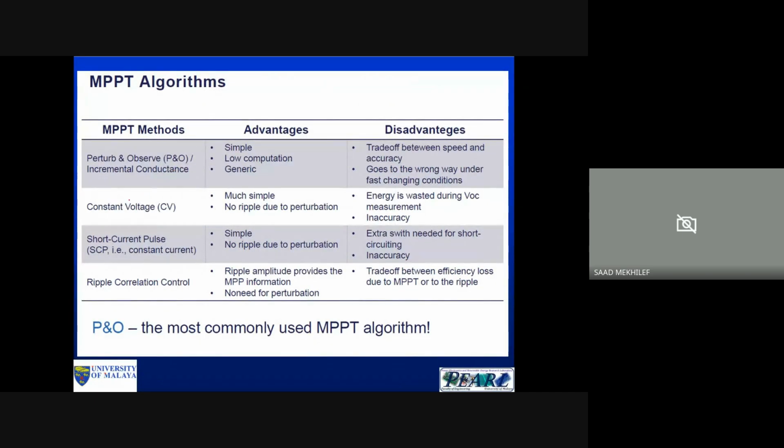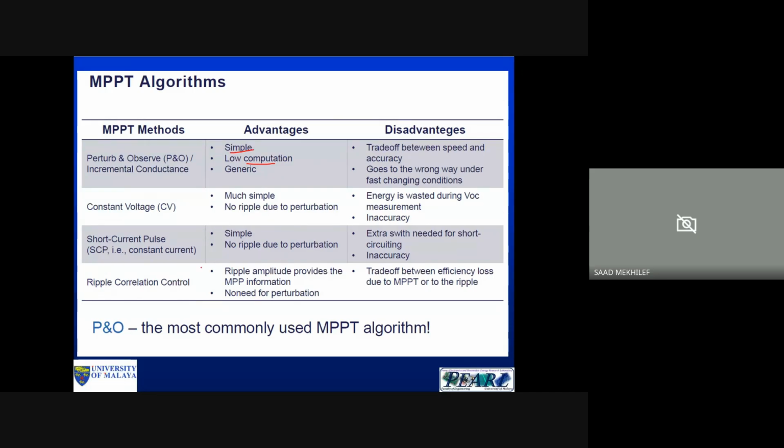There are quite a number of methods available in the market, but in industry, P&O is still the most commonly used algorithm, because it's quite simple. It doesn't require a lot of computation, and it's very generic. And then there's constant voltage, constant current, short circuit pulse, ripple. There are many methods actually, hundreds. PSO. Now we have machine learning. We have quite a number of methods.